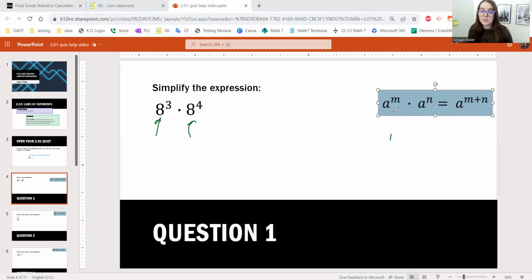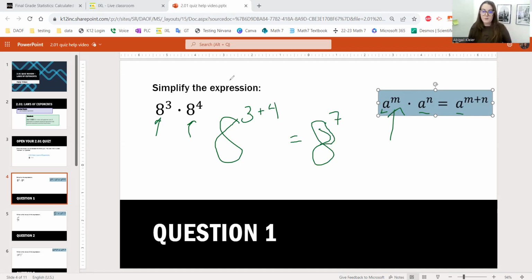Just like you can see in this little example graphic here, same base of A. If you have the same base and they're being multiplied, you can add the exponents. We're going to follow the same rules here. We have the same base of 8, so the base will remain the same, and we can add together those exponents. 3 plus 4 is 7, so the simplified version of this would be 8 to the power of 7.